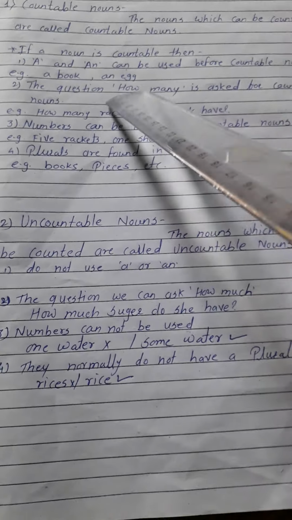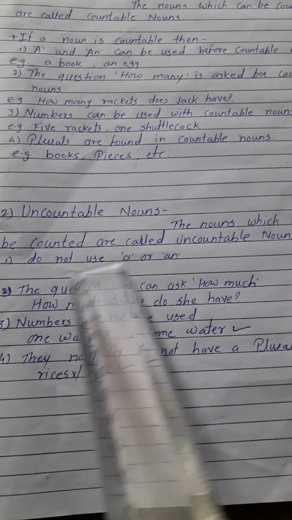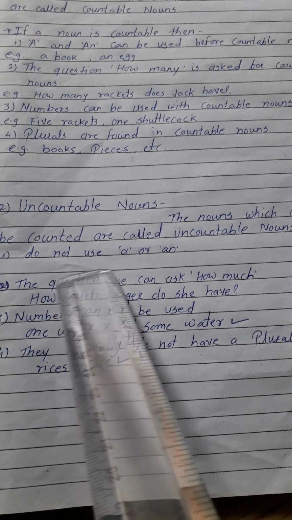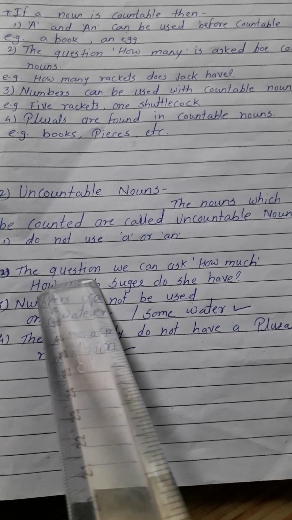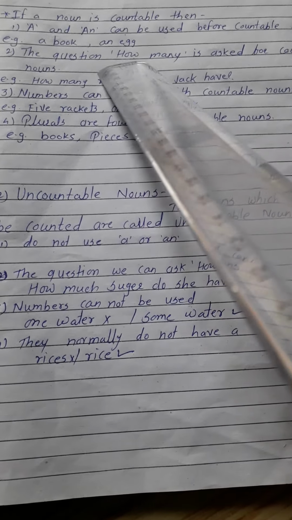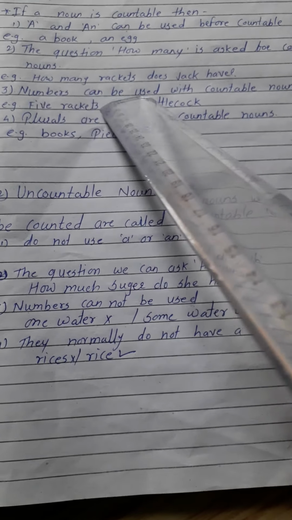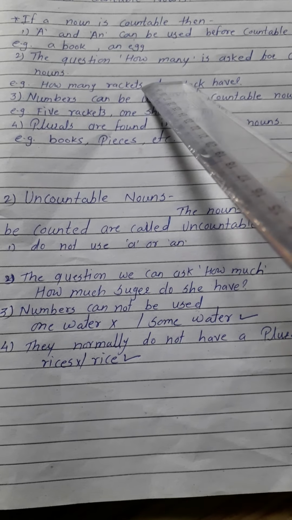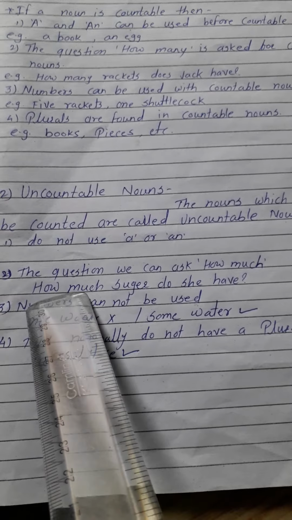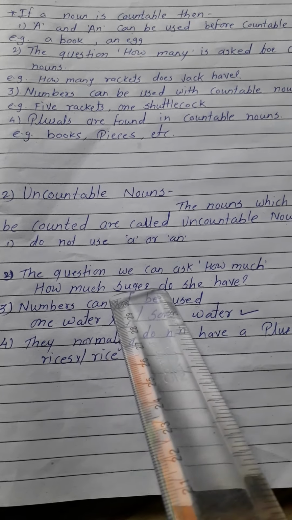In countable nouns we can use the articles a and an, but with uncountable nouns we cannot use a or an. Then the second rule: the question we can ask is how much. With countable nouns we can ask how many, showing numbers, 2 rackets, 3 shuttlecocks. But with uncountable nouns we can't ask how many; we ask how much.